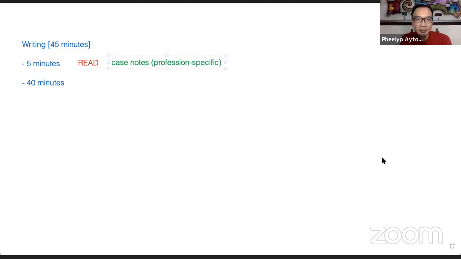Now, after the 5 minutes you're done, and you will be informed, may pa sound check sila, meron silang announcements when the 5 minutes are done. And there's going to be a dambuhalang projection ng timer in front of you. When the 5 minutes are done, you now have 40 minutes to write. You have 40 minutes to write.